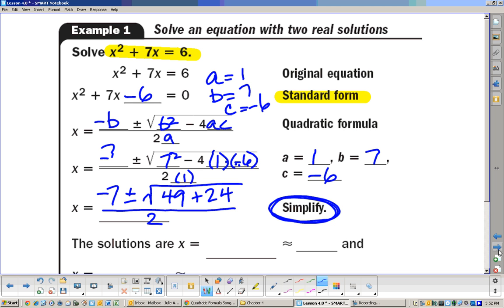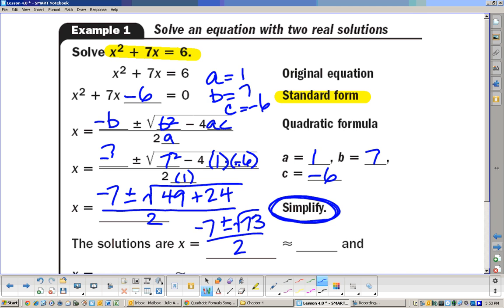Now, simplifying that, let's see what we have. We have a negative 7. 49 plus 24 is 73. So we have the square root of 73, and that's all over 2. The square root of 73 does not reduce, so that would be my solution.